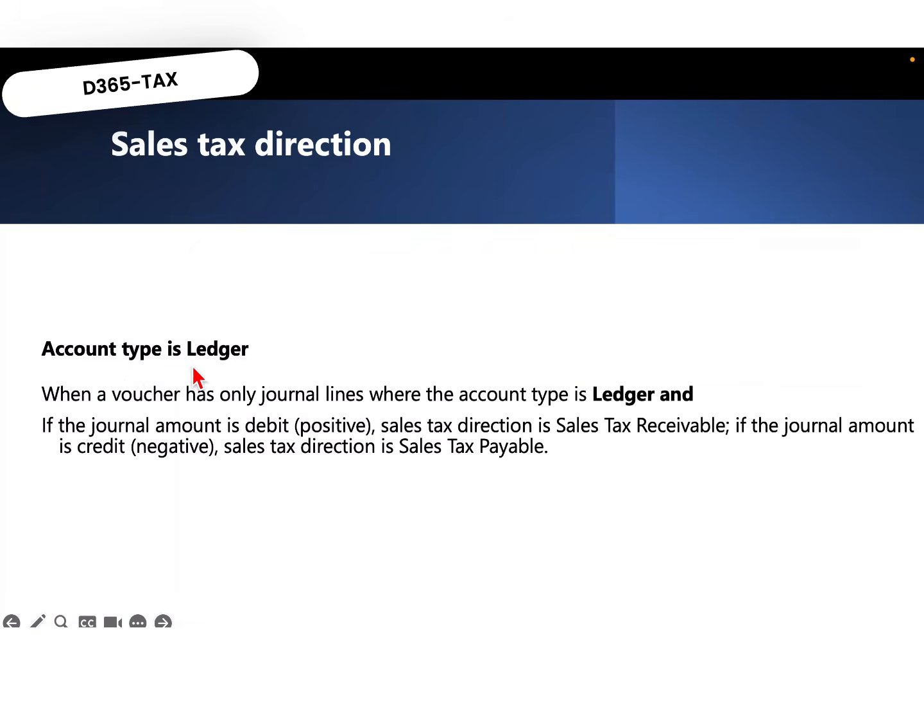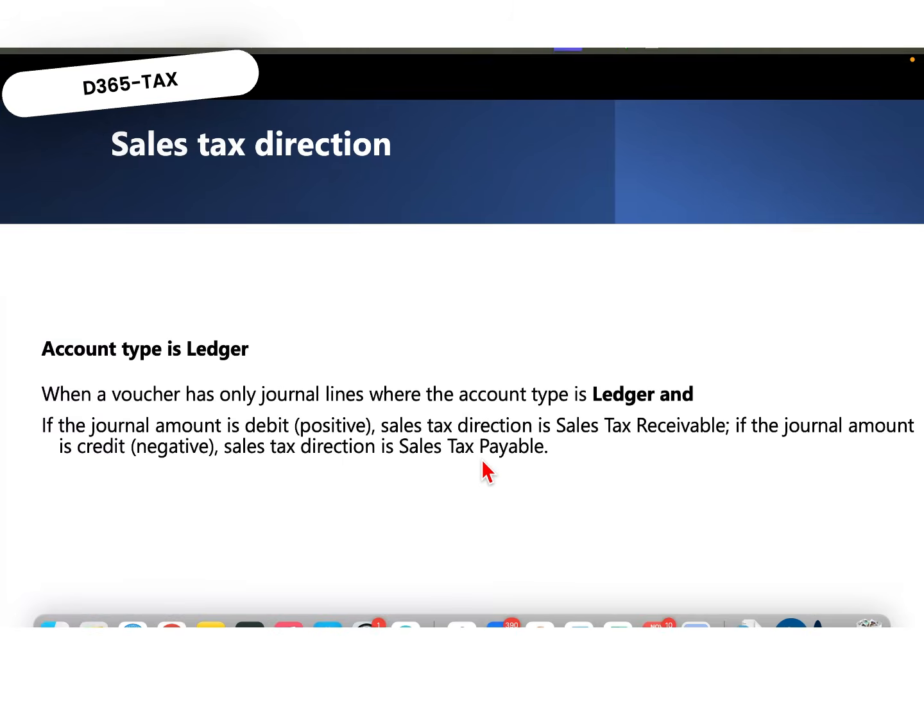Remember, when an account type is a ledger and you have a journal line, if the journal amount is a debit, then the sales tax direction is a receivable. But if the journal amount is negative, the direction will be a payable.